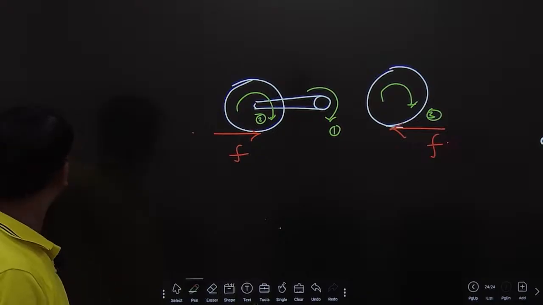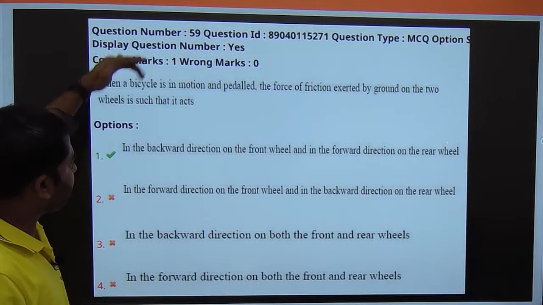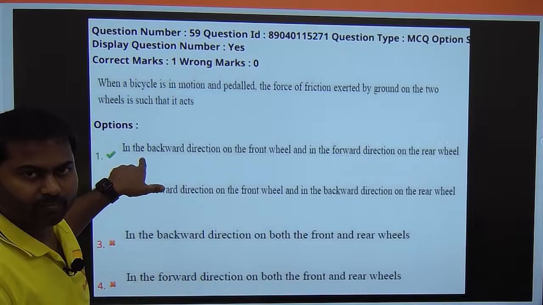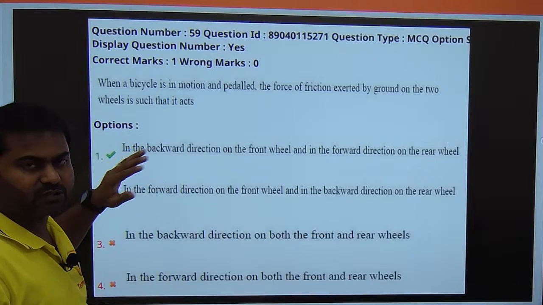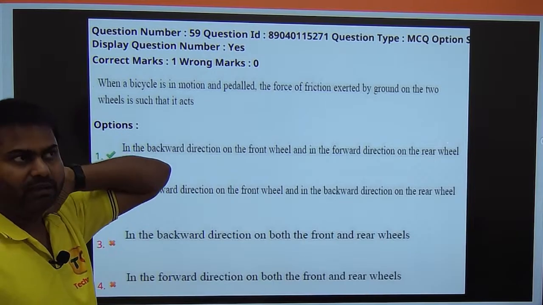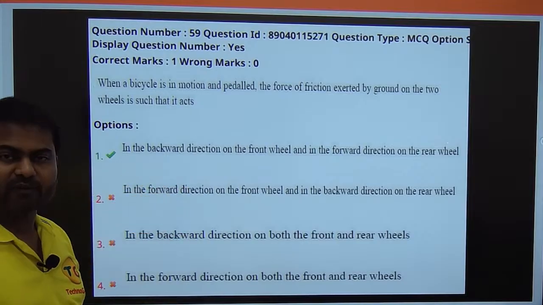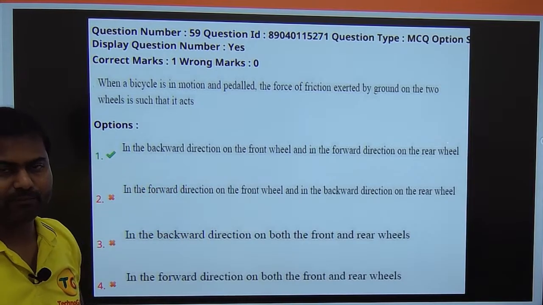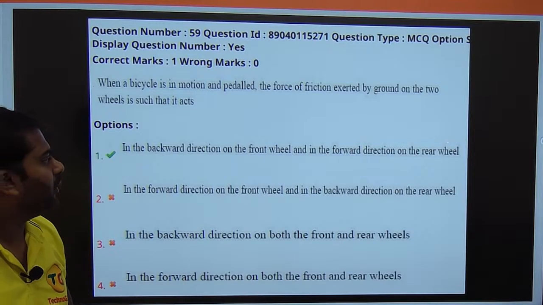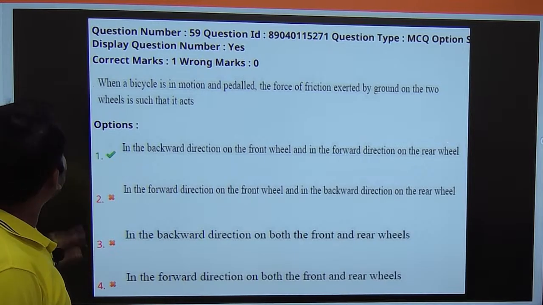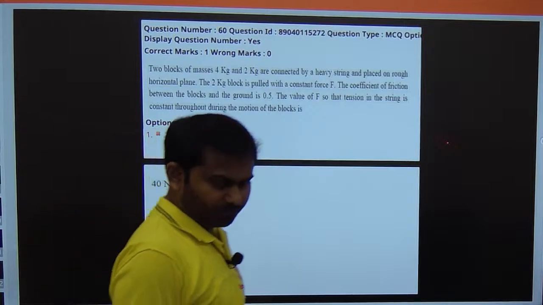Clear? I believe there is no confusion. So hence the answer for this question is option number 1. Clear? So you need to remember such concepts very thoroughly, because these are all a little bit new. ECET has not asked such questions until now, but they are asking in this particular paper. Okay? Great. Fantastic. Let us proceed to question number 60.